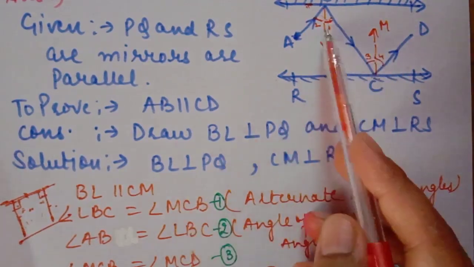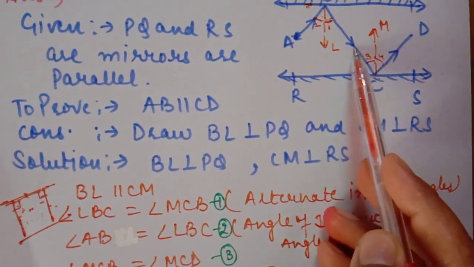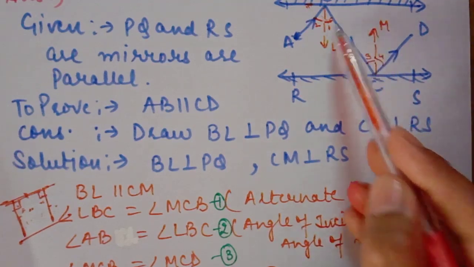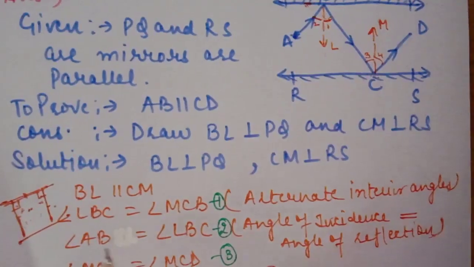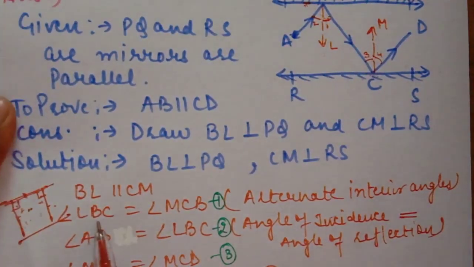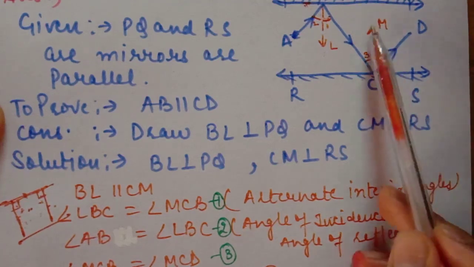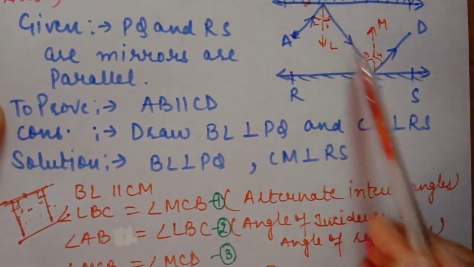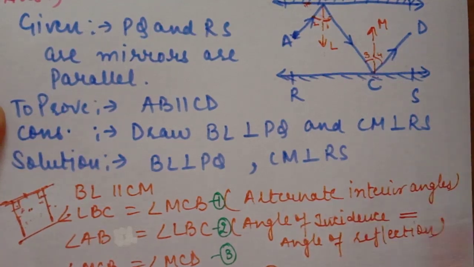So if these two lines are parallel, then definitely BC is a transversal for them. Yes, BC is a transversal for them. So this angle LBC is equal to MCB, that is, angle 1 and angle 3. LBC and MCB are equal to each other. What is the reason? Alternate interior angles.